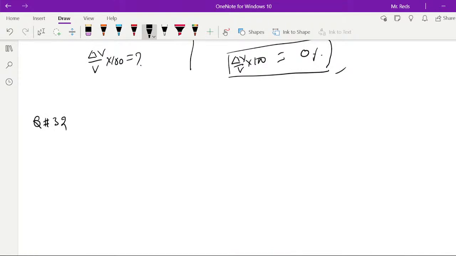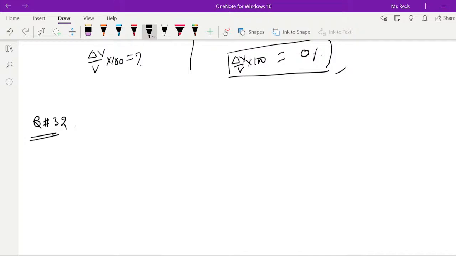Question number 32. What is given here is, when a wire is subjected to a force, its length increases by 0.4% and its radius decreases by 0.2%. Then the Poisson's ratio of the material of the wire is? So what is given here and what are you asked about? This is one of the previous year's questions, guys.